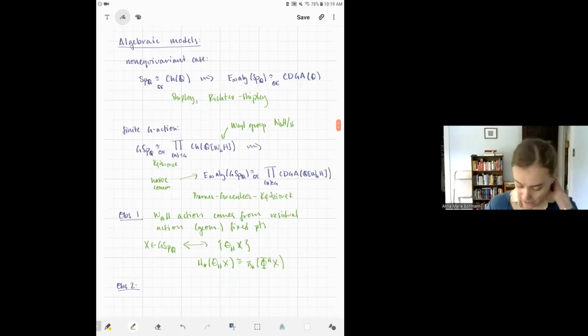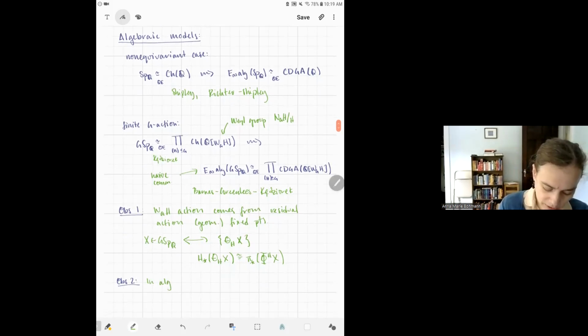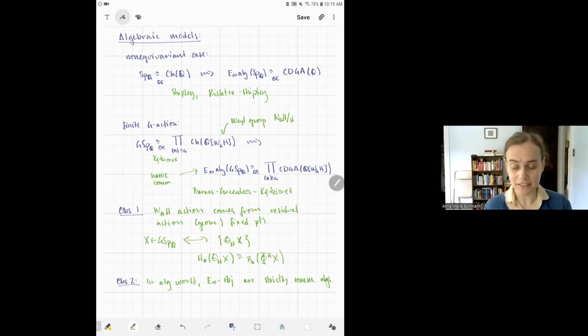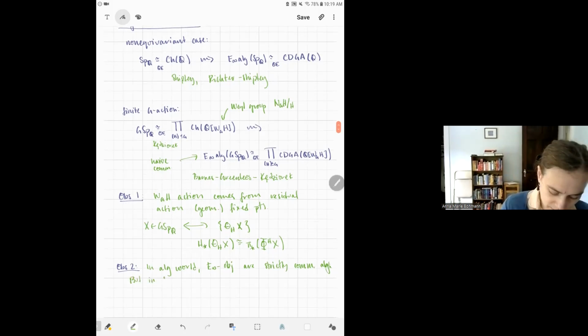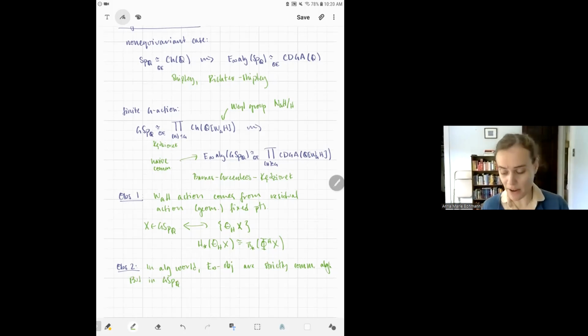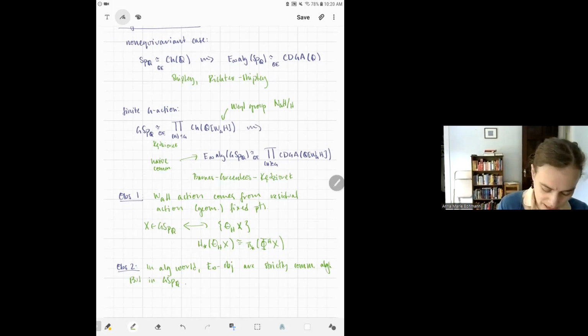The second observation goes back to the point that I made before, which is that on the left-hand side of the Barnes-Greenlees-Kędziorek equivalence, I have naive commutative ring spectra. And what's happening is that in the algebraic setting, these E-infinity objects are strictly commutative algebras, or strictly commutative objects, because you have a chain complex and it's a ring, and it's either a commutative ring or it's not. That's basically what happens. But in G-spectra, as I said before, we have all these levels of commutativity, and these E-infinity objects here are only the naive commutative ones.